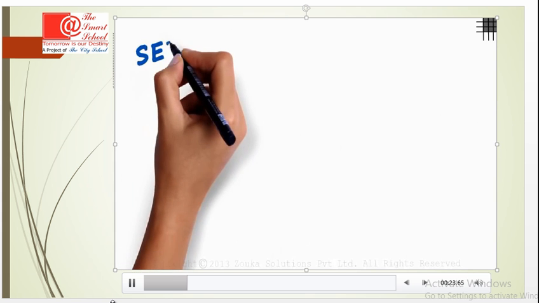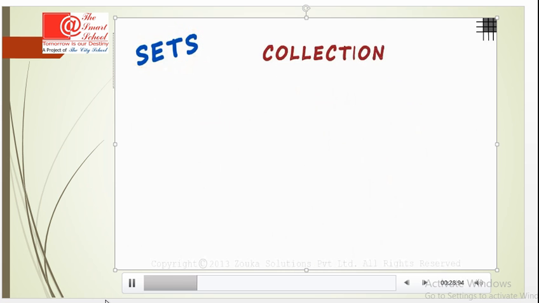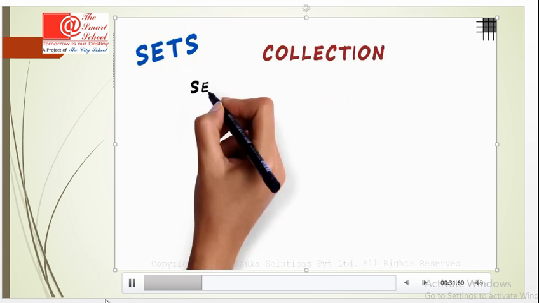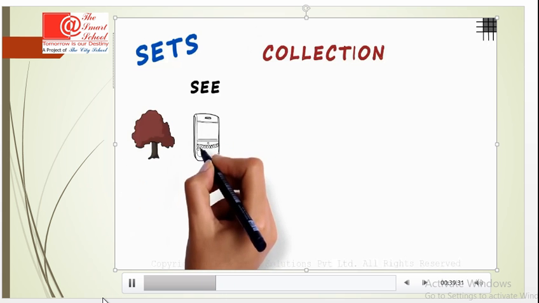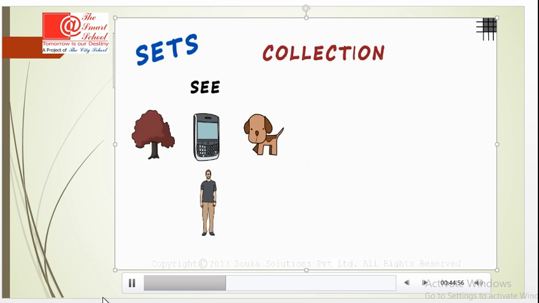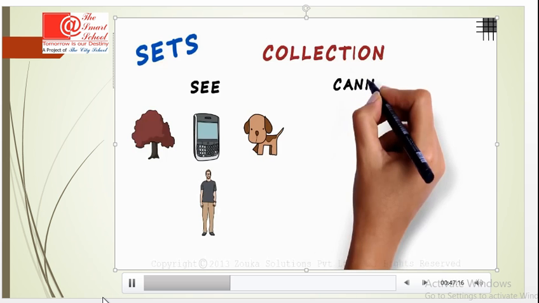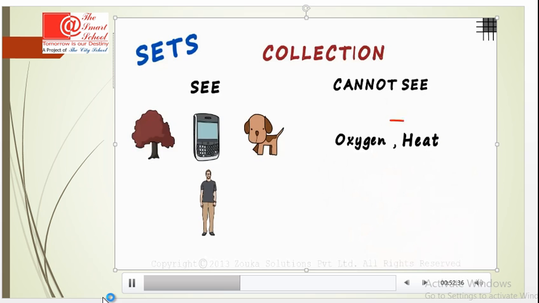What are sets? A set is basically a collection of things. Think about it. What if you were asked to make a list of all the things you can see? Of course, you can't write all the things, but some of the things you would mention are a tree, a cell phone, a puppy, people, and so on. And what if you were asked to write down a list of things you cannot see? You would probably write oxygen, heat, and so on. These are the things you cannot see. A set is a collection of elements, yes, but they have to be related in some way.